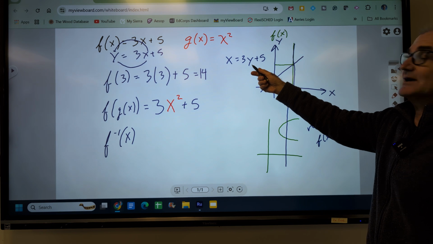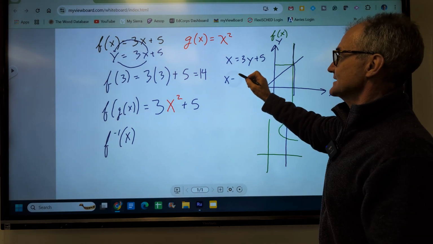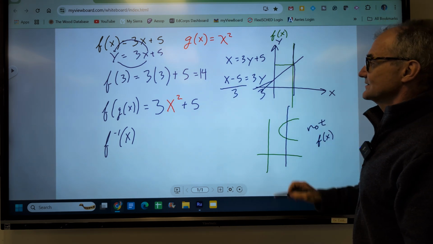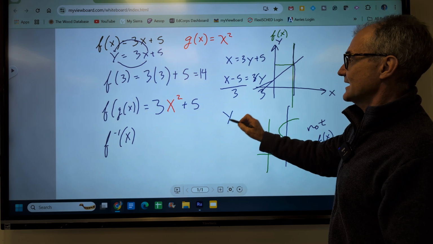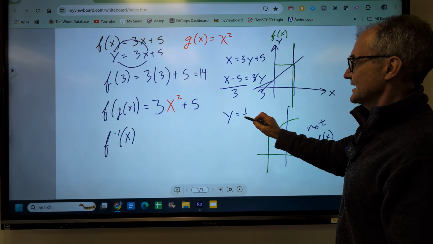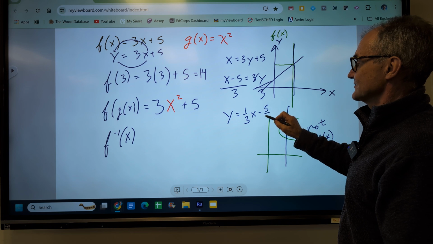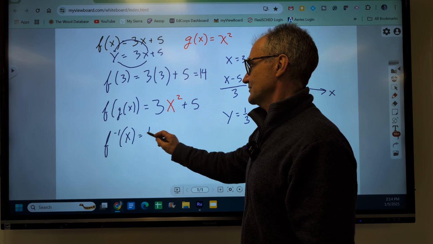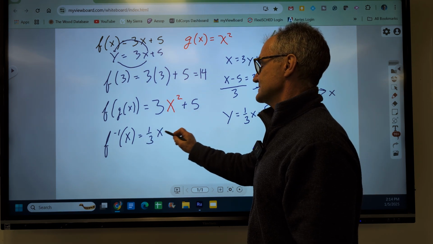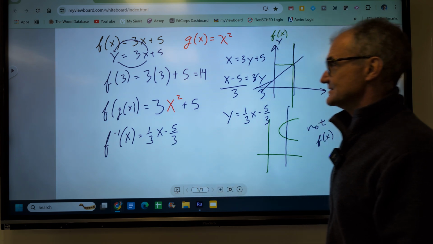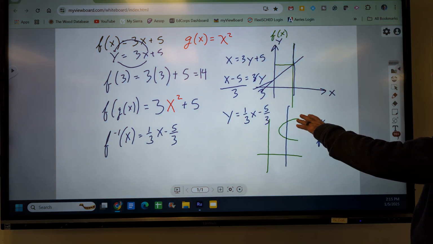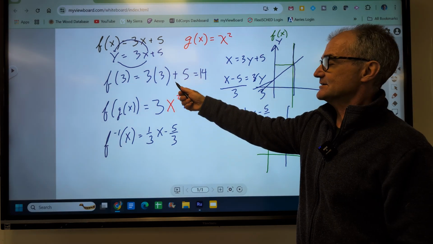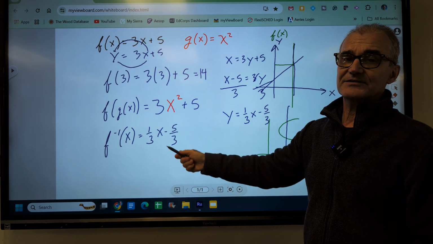Then I have to isolate my y. So I subtract 5 from both sides. And then I divide both sides by 3 to get y by itself. So now I have y by itself. So y is equal to 1 over 3x minus 5 over 3. So the inverse function of f of x is equal to 1/3 x minus 5/3. So again, just a review on functions, what they are, independent, dependent variable, a little bit of function notation, how to evaluate a function, how to find a composite function, how to find an inverse function.